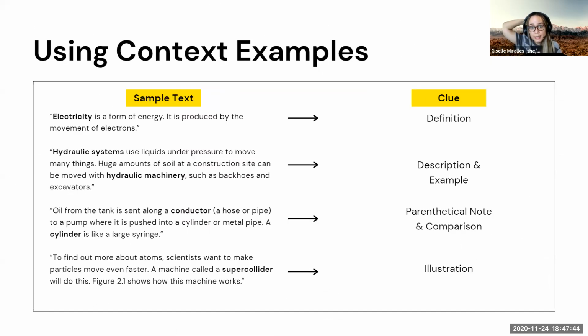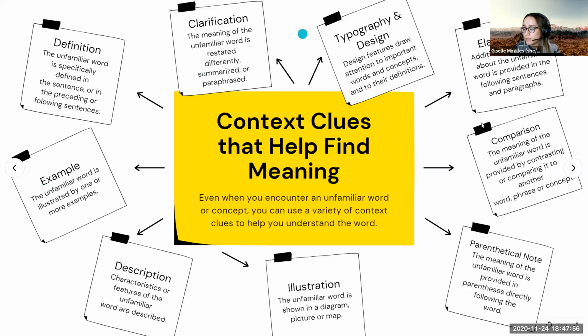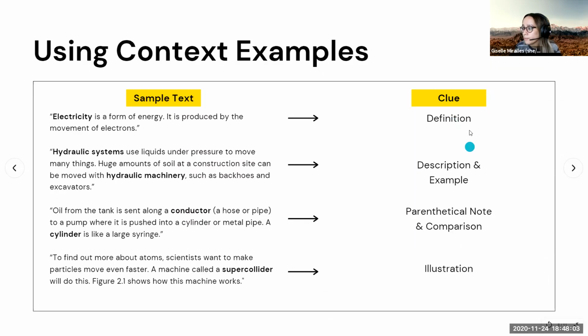Okay, so here are some examples of the context clues that I just described. So I'm going to give you a sample text on the left, and on the right, I'm going to define which context clue it is. I didn't cover each context clue, but I provided examples for 6 different context clues that you can look at.